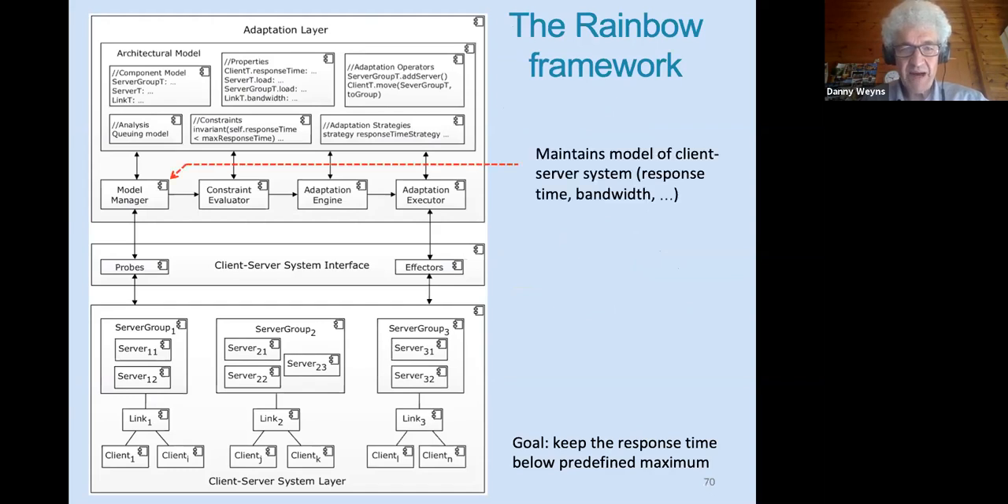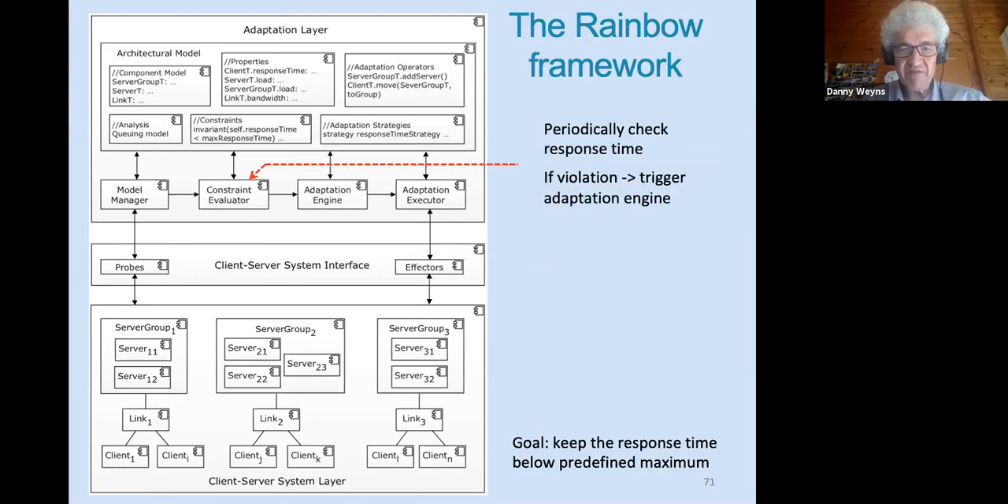Now, the model manager, you see there four components: model manager, constraint evaluator, and so on. They form basically the feedback loop. This model manager will track all kinds of data from the system and then update models at the top, like the properties for the different clients, the response time, the bandwidth that is used by a group, and so on.